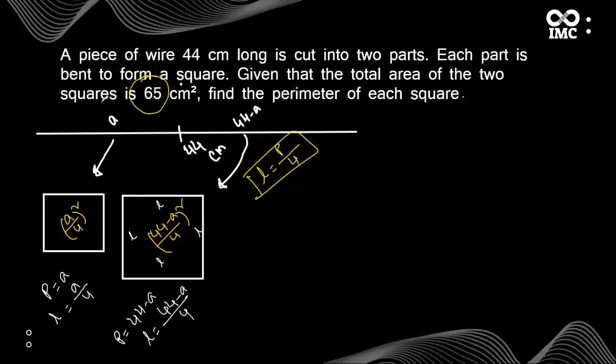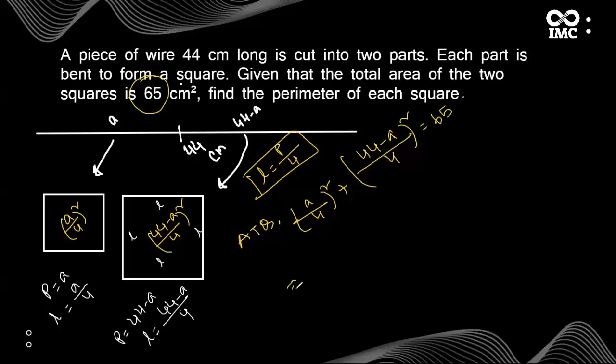And the question says sum of these two areas must be 65. So according to the question, we can write A by 4 whole square plus 44 minus A by 4 whole square equal to 65. Now we need to find out the value of A. A by 4 whole square can be written as A square by 16. Plus 44 minus A whole square, where (A minus B) whole square means A square minus 2AB plus B square.